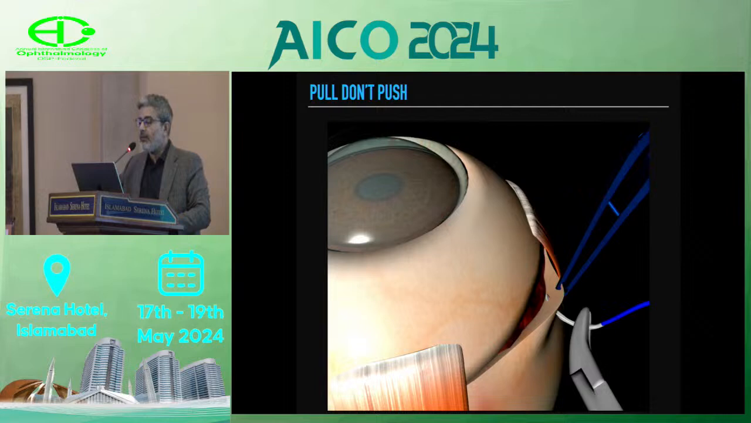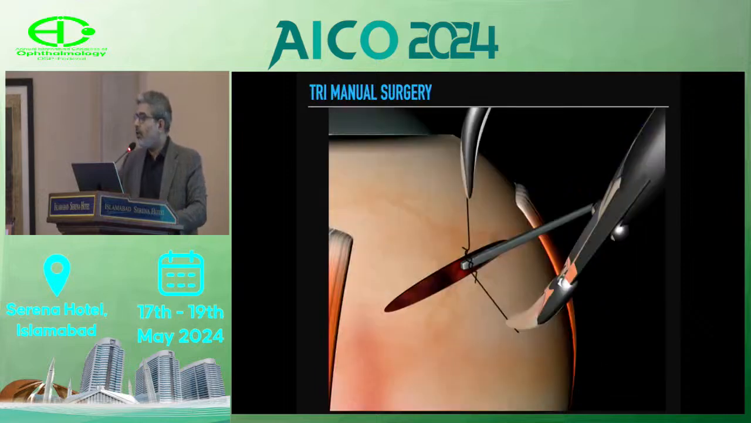And another thing is pull, don't push, and try and get the help of your assistant. So sometimes it's a tri-manual surgery. You're trying to suture, the choroid is coming out, and you get somebody to use a spatula to put everything back in place.